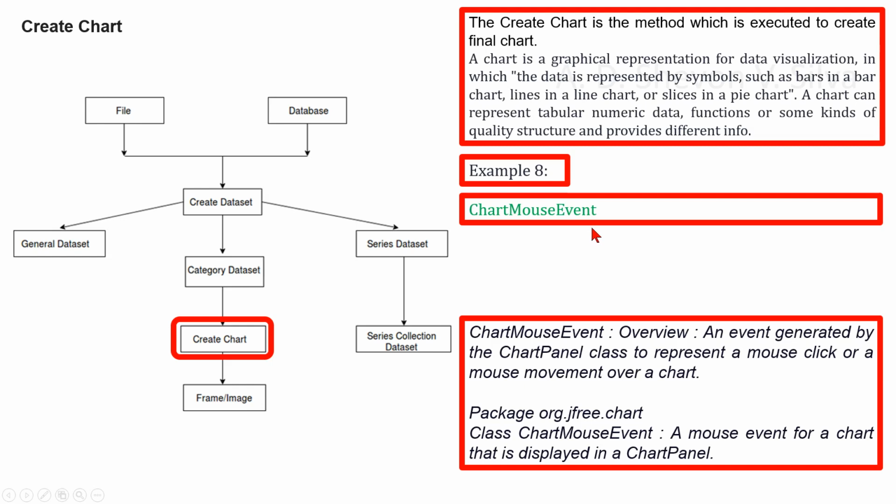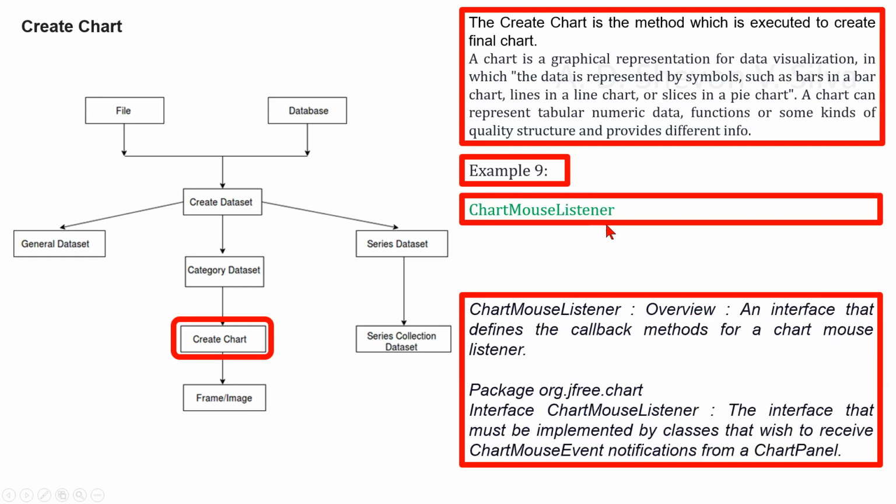Overview of ChartMouseEvent. An event generated by the ChartPanel class to represent a mouse click or a mouse movement over a chart. Class ChartMouseEvent in package org.jfree.chart is the mouse event for a chart that is displayed in the ChartPanel. These events are passed to listeners via the ChartMouseListener interface.